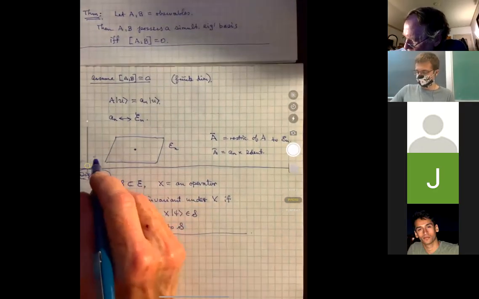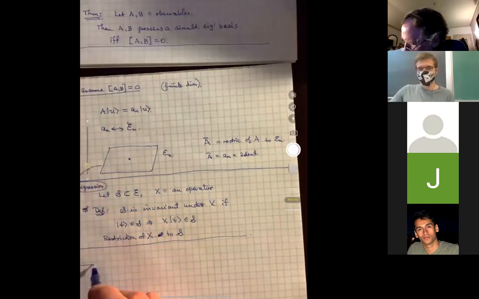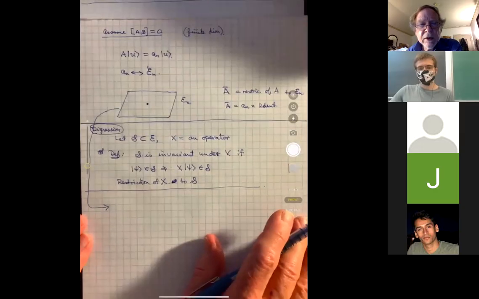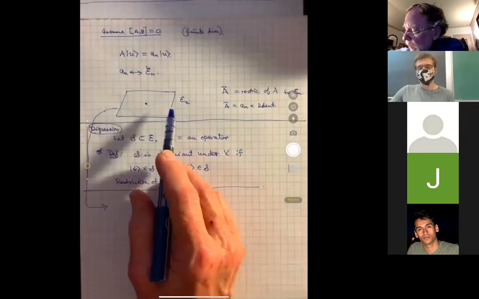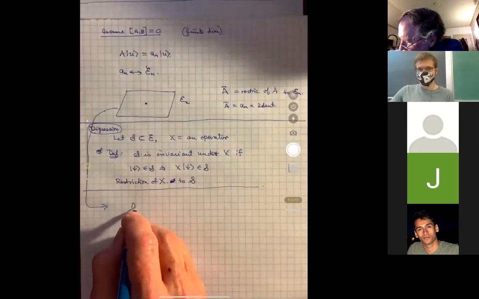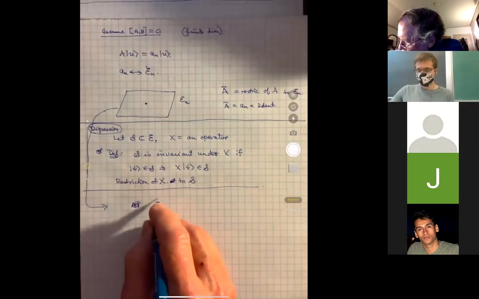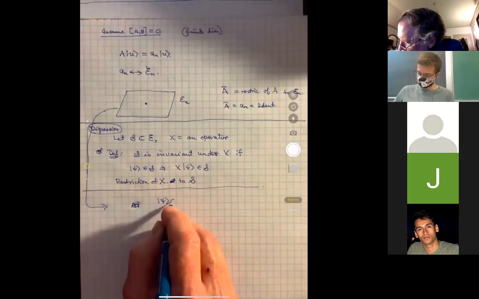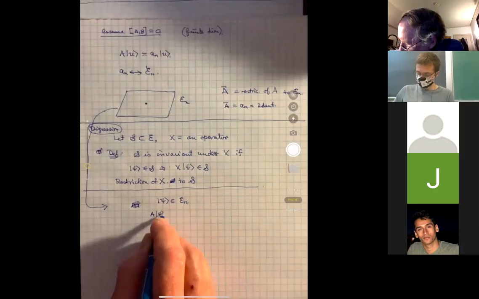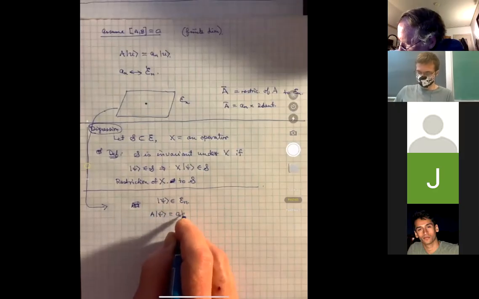All vectors just get multiplied by An. Now, let me skip over the digression and come down below to make some space. Can you see this? It turns out the subspace En is also invariant under B. How do we know this? Let's let psi belong to En.